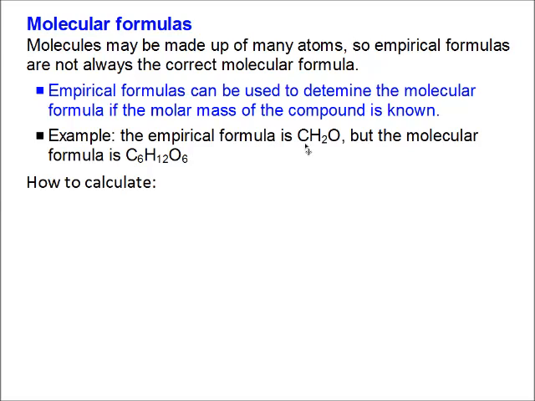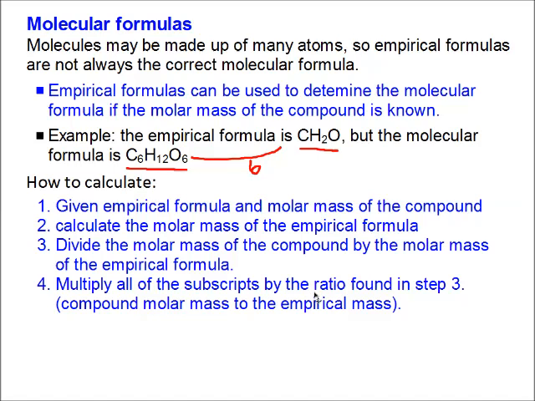One example is the empirical formula CH2O. That's the empirical formula for C6H12O6. So you can see these two differ by a factor of 6. So if I want to find the molecular formula, how do I do it? Take a second, pause the video, and write these down.